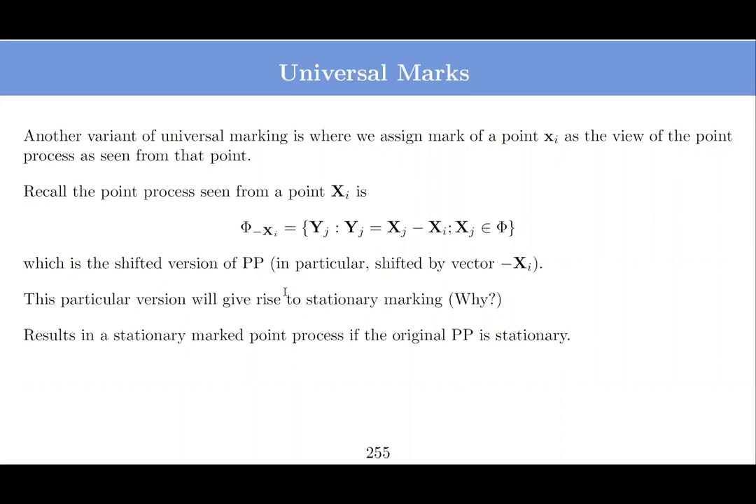So there is also a stationary marking, right? Because if phi is stationary, then it doesn't depend where you put the origin, because eventually for this mark you have to shift the origin to the point itself. Okay, and it will result in a stationary marked point process if the original point process is also stationary.